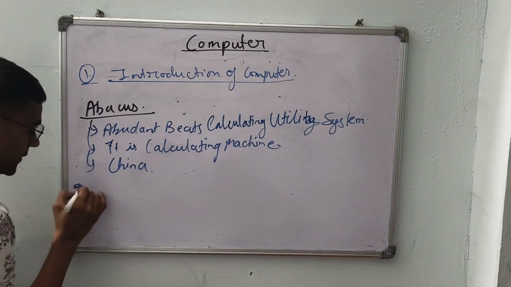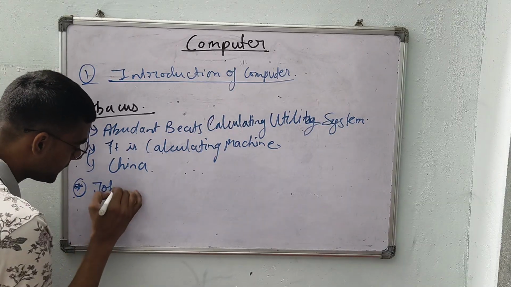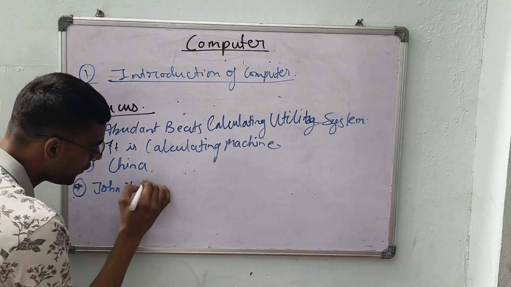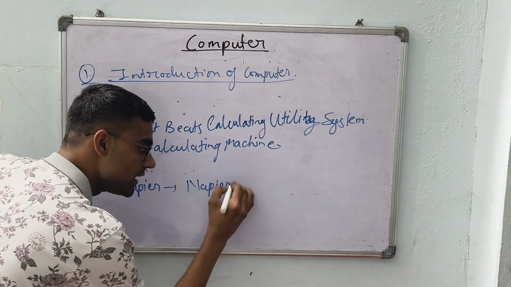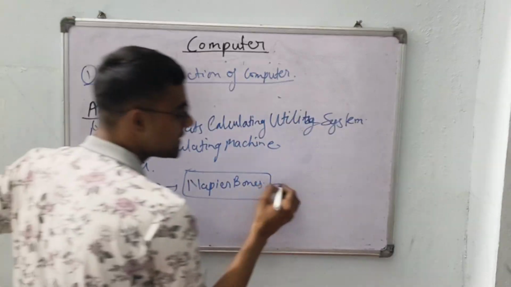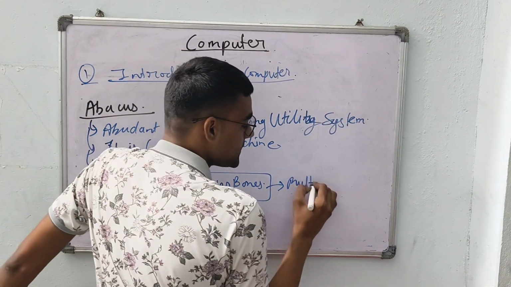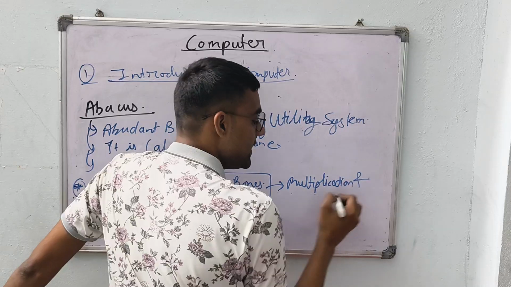There are two more important points in it. John Napier, a famous scientist, discovered Napier's bones. What did he discover? Napier's bones. In Napier's bones, he explained multiplication and division.